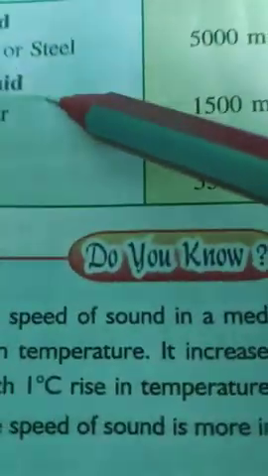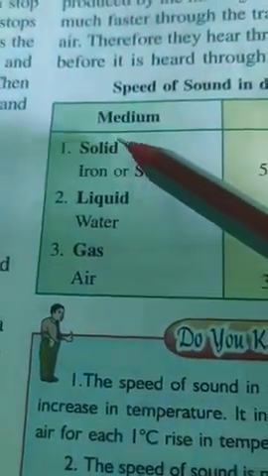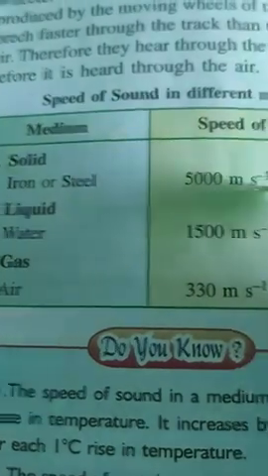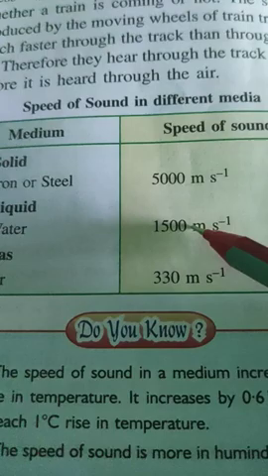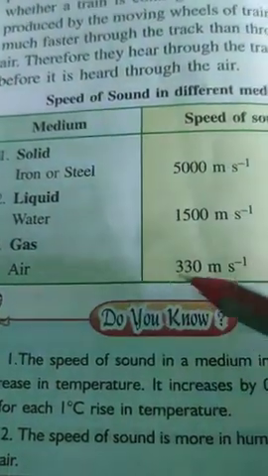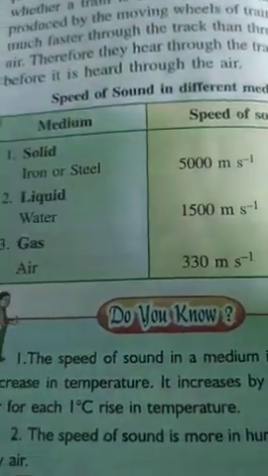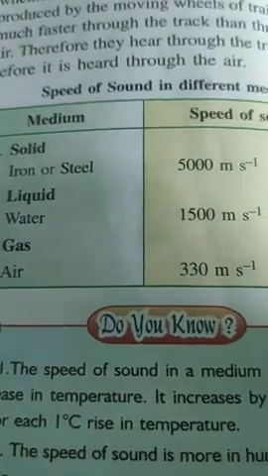These points you need to remember. Speed of sound in different media. Medium is solid, iron or steel: speed of sound is 5000 meter per second. In liquid, water: 1500 meter per second. Gas, air: 330 meter per second. So these are the different media, children.